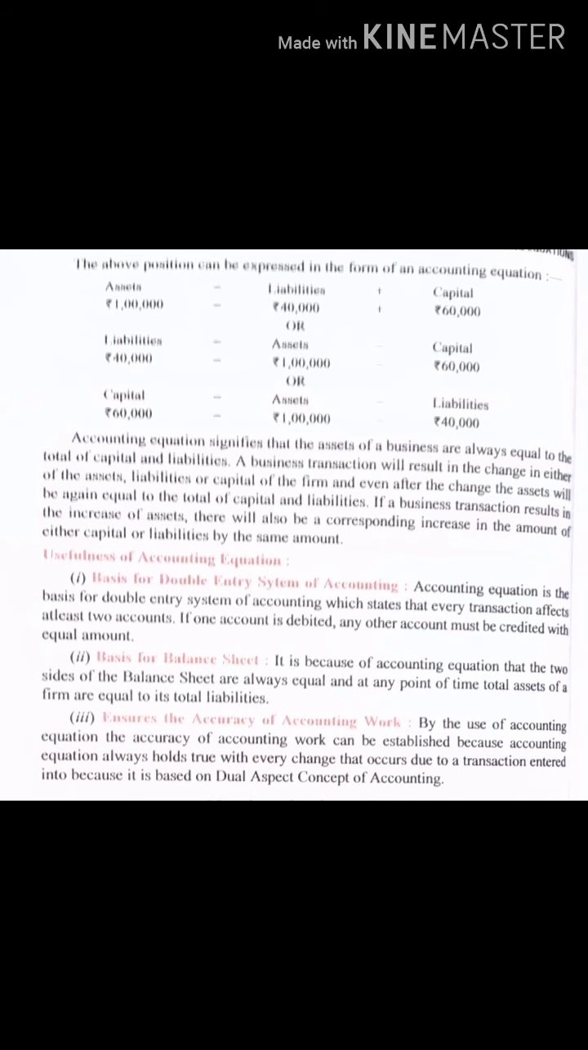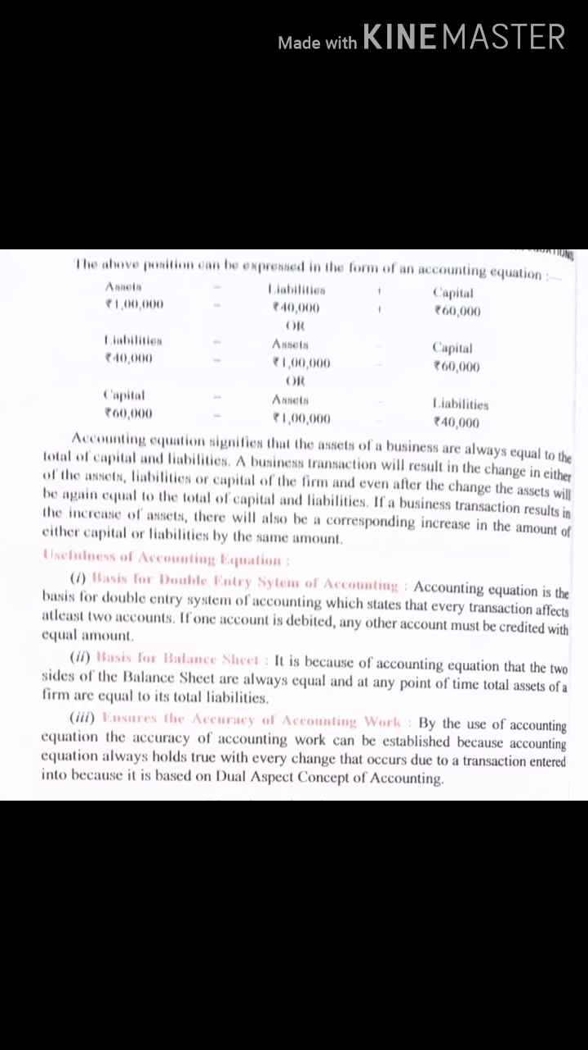Now this can be cleared with the example which I am explaining right now. See here, my assets are how much? 1 lakh. Now what is my external liability? 40,000. And what is the capital? Capital means the amount which the owner is investing, that is 60,000. So 1 lakh equals 40,000 plus 60,000, that is liabilities plus capital. Now we turn the equation.